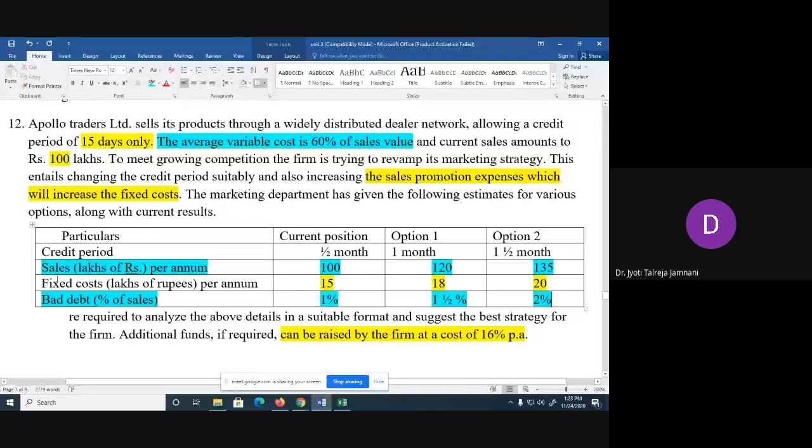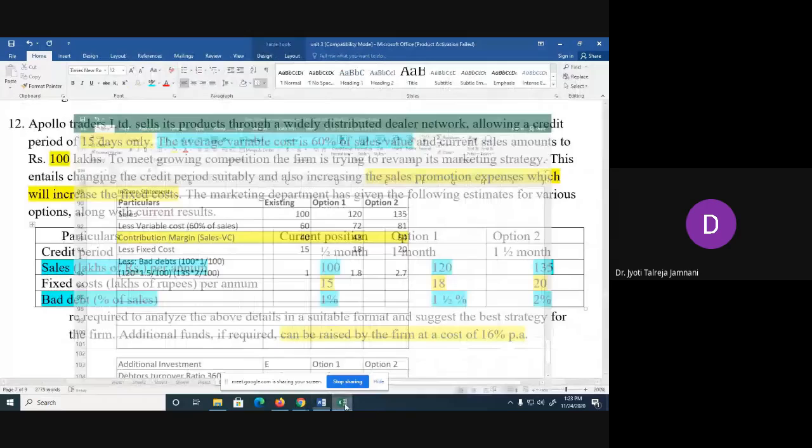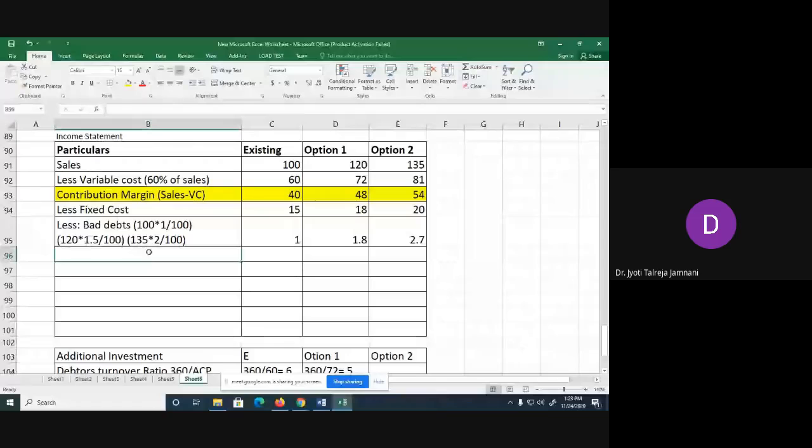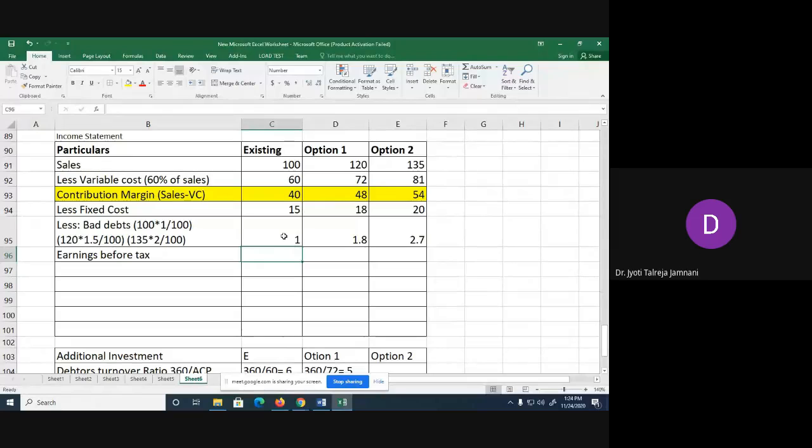Any other cost? Fixed cost we took, sales we took, bad debts we took, and variable cost is also taken. There's nothing else given, and there's no tax rate also. So we'll find the profit or earnings before tax. So 40 minus 15 minus 1, that means 40 minus 16. 24 you will get as the profit before tax.